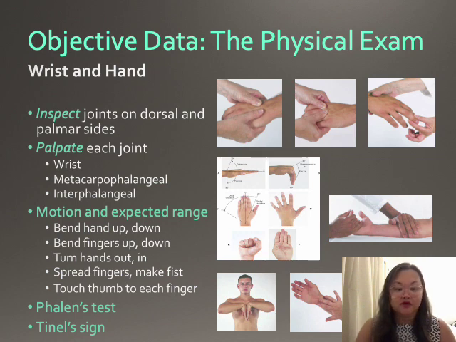Tinel's test is different. This is when you're actually percussing on the median nerve right at the wrist. Normally, you shouldn't have any symptoms, but if this percussion of the median nerve produces burning or tingling along the distribution of the nerve, then this is a positive Tinel sign, and it could suggest that the patient has carpal tunnel.